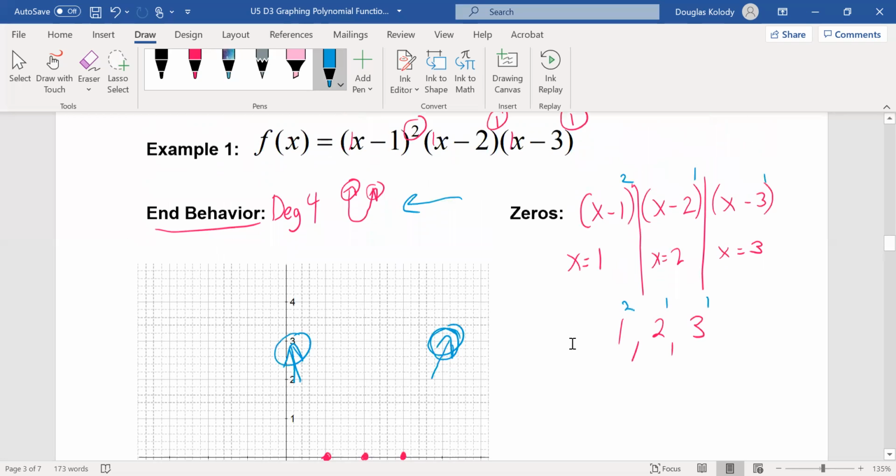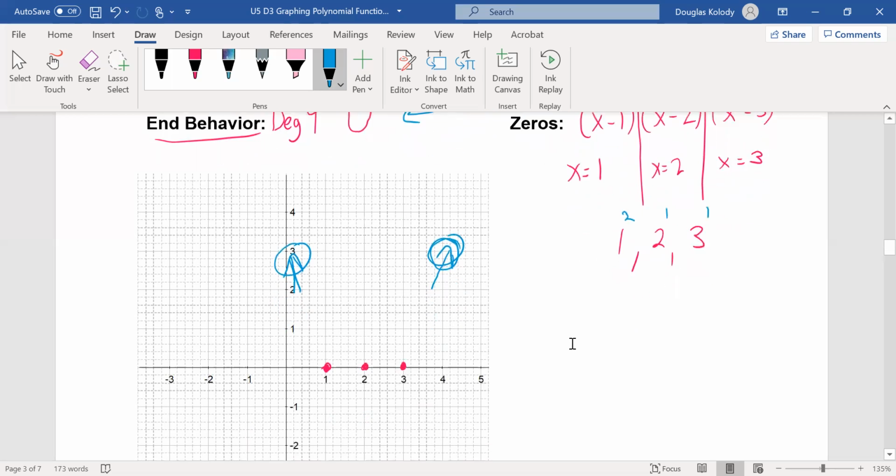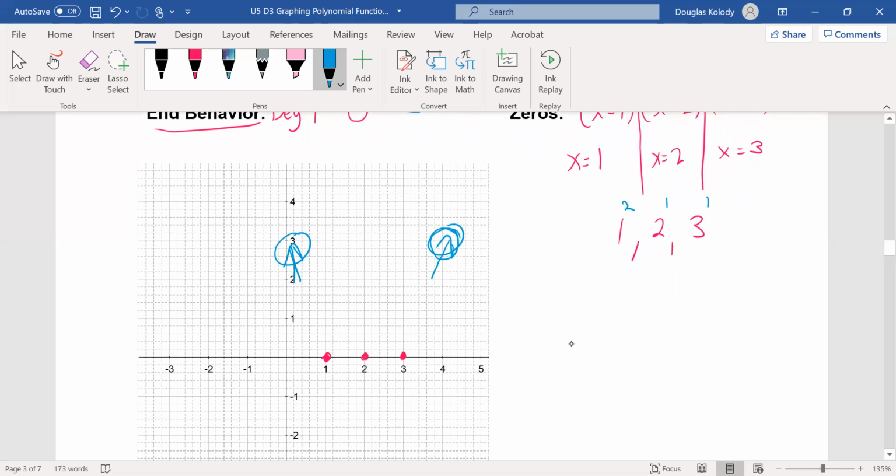Now, why would I do that? Because this lets me know that the root of 1 is a double root. It happens twice, but that also lets me know that I'm going to bounce at that root. Why? Because any root or any factor with an even exponent, you bounce at. For these two right here, they're both odd, so I'm going to go straight through those roots.